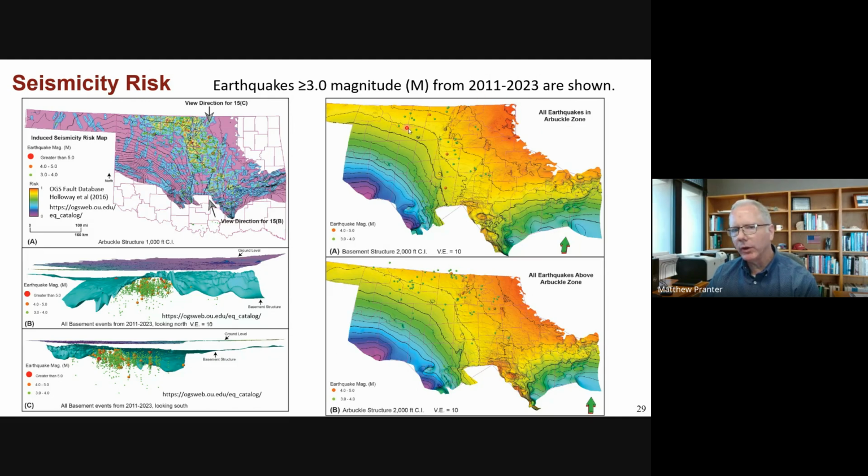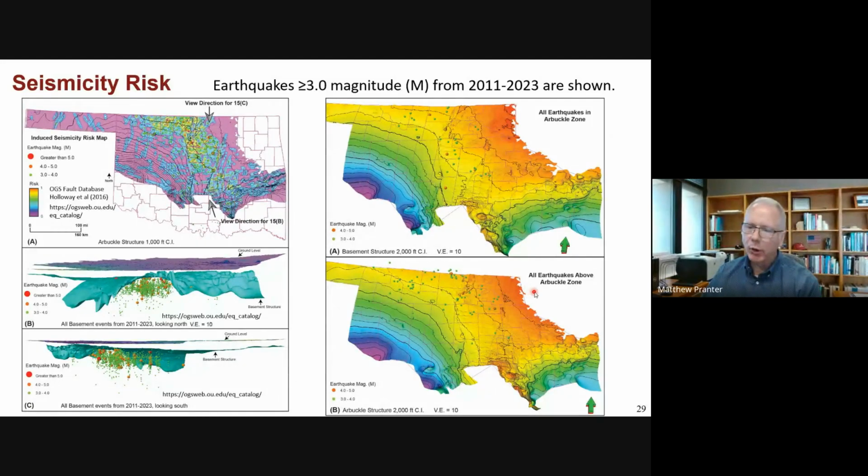And you can see where all the dots are, magnitude 3 or greater. As you go shallower, in some of these shallower areas, there aren't earthquakes plotted, and likewise deeper. It's mainly within the central part of Oklahoma where a lot of the injection has occurred.